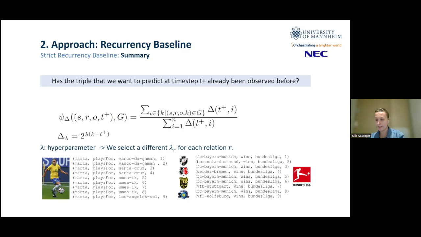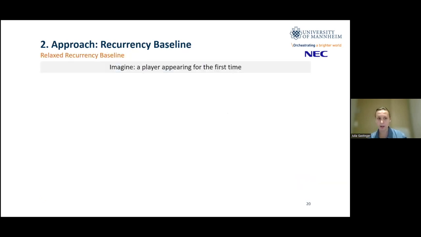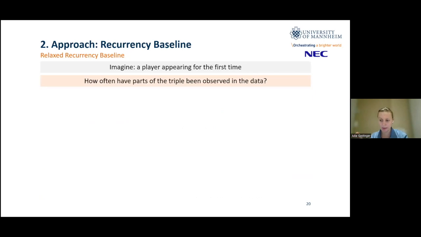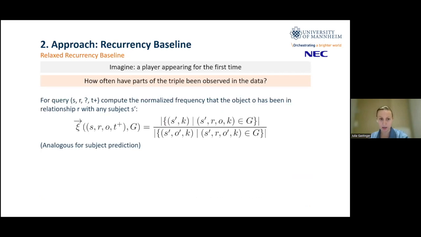Okay, so now we have the strict recurrency baseline. Now, just imagine that we have a new player in our temporal knowledge graph. The player appears for the first time. We can no longer use the strict recurrency baseline because we will never have a quadruple or a triple that has appeared previously. So what we do is we have this relaxed version where we say how often have parts of the triple been observed in the data.